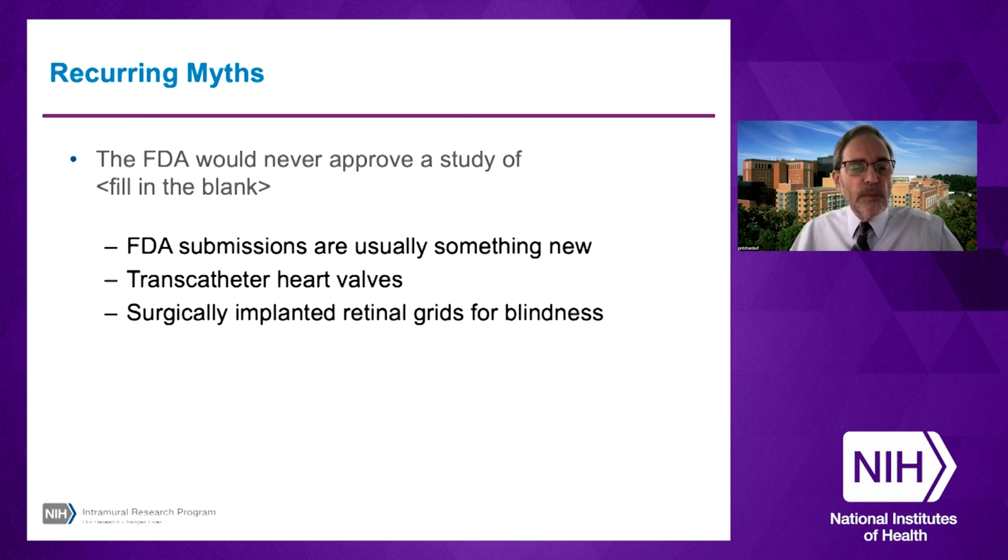So you have to keep in mind that FDA submissions are usually something new. Everything they see is new. It's not marketed yet. We now have transcatheter heart valves that I mentioned earlier. If the people that were developing these some 15, 20 years ago had said, well, the FDA would never approve a valve that's being placed through a catheter in the groin, well, if they had thought that, we would not have those devices now.